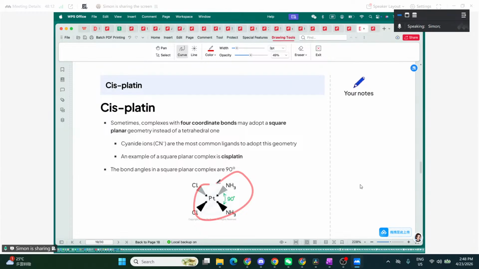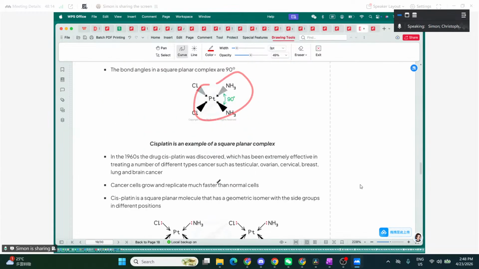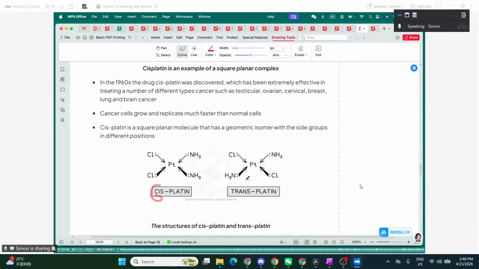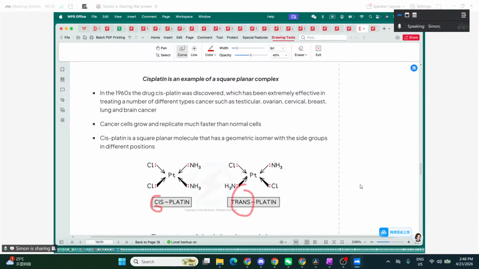According to the graph, this is a cis and this is a trans. Tell me, what is the difference between the cis and trans ladder? For the cis, the groups are on the same side. For the trans, the groups are on the opposite side.